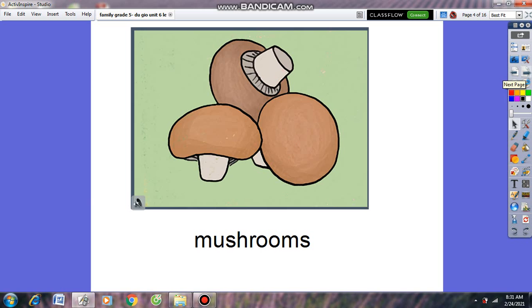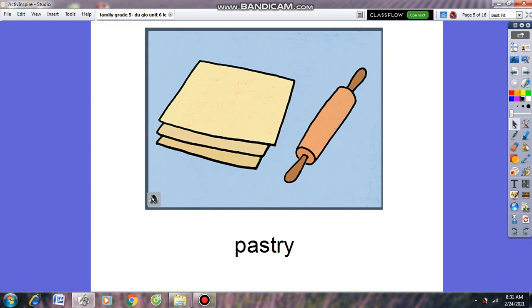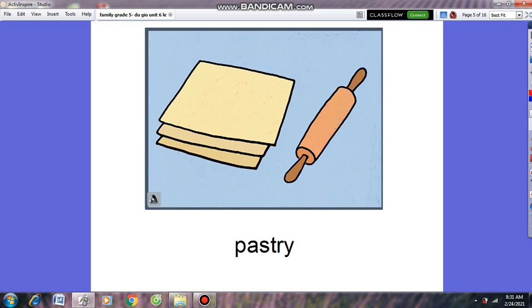Now, you know, picture 3. Okay, look, what's this? Can you guess? Okay, now listen and repeat. Pastry. Again. Pastry. Okay, once more.